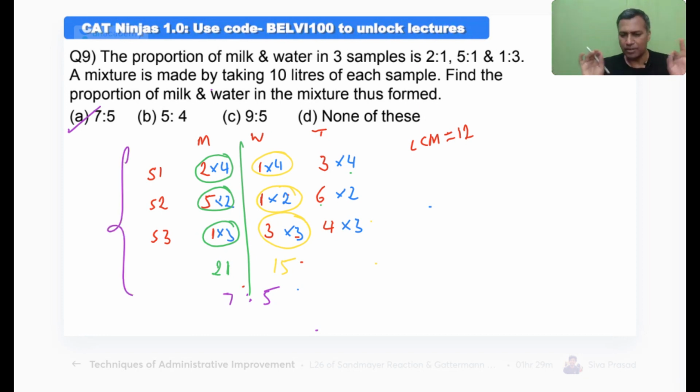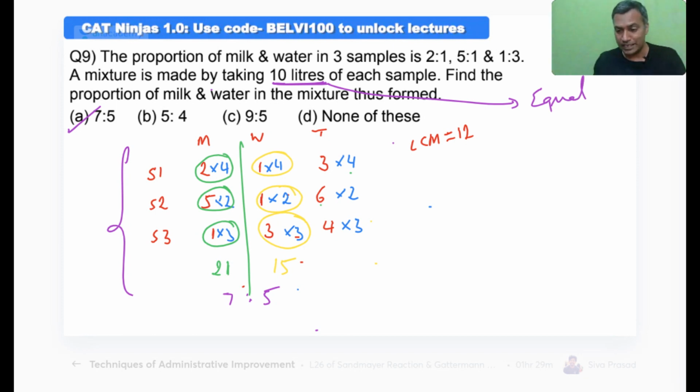It hardly takes any time. But this is what you mean by this. Whenever the word "equal" appears, I'm talking about its importance. Now you may ask, sir, what is this 10 liter doing? Nothing. The 10 liter is just trying to say that the quantities are equal. So 10 liter has nothing to do with this particular question.